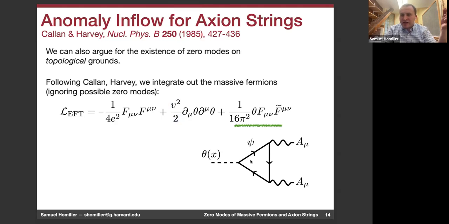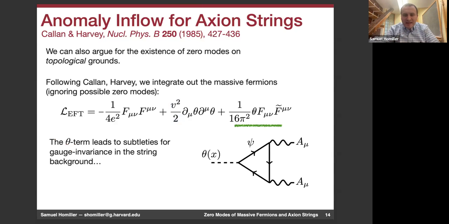I could also think about just generating this term by integrating out the fermions directly in a loop diagram, right? And I would get the same theta term here. But it's this theta term that leads to some kind of subtleties. And so now I have this EFT. I started with a gauge invariant theory, and I'm going to ask, okay, what do I have to have for this theory to remain gauge invariant in the EFT, in the IR?